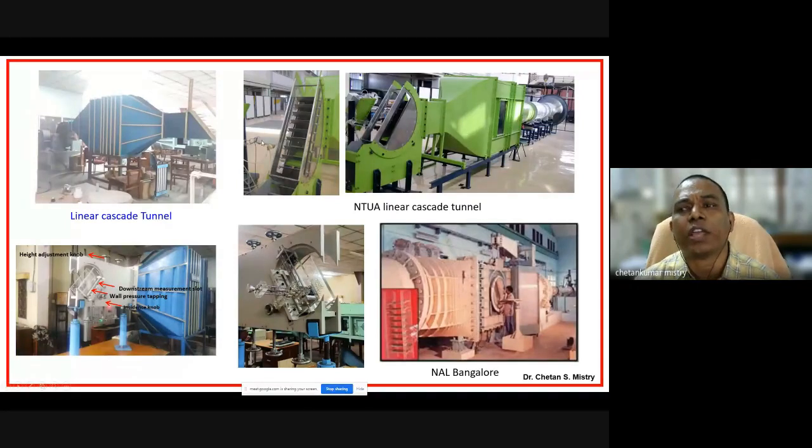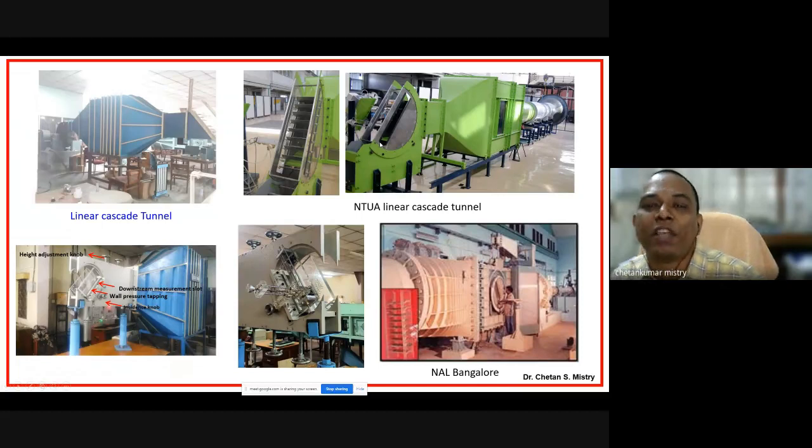This is what you can see. This is the NTUA linear cascade facility. If you try to understand, this is their well-mounted setup. They have a compressor testing facility, then a wind tunnel testing facility, and then this linear cascade. So they are utilizing whatever space is available with them. I'll be discussing this part when I talk about my own case.